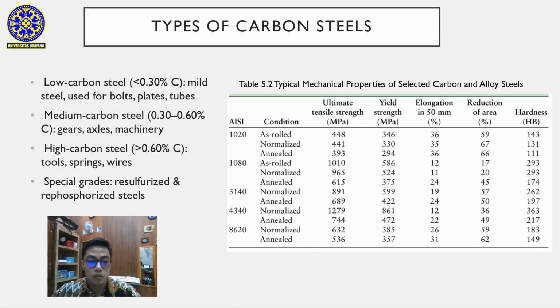This table compares different types of cast irons. Gray iron is used for engine blocks and machine bases because of good damping. Ductile iron offers high strength and toughness for pipes and gears. White iron is hard and wear resistant, used in mill liners. Malleable iron combines toughness with machinability for fittings and brackets.